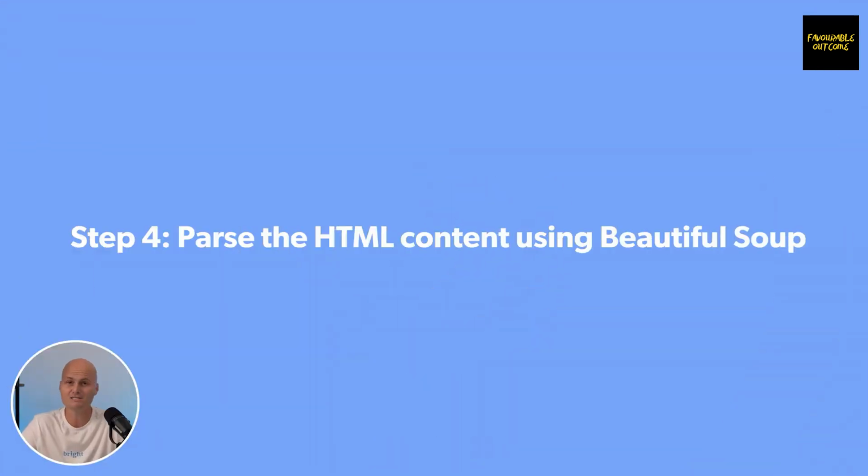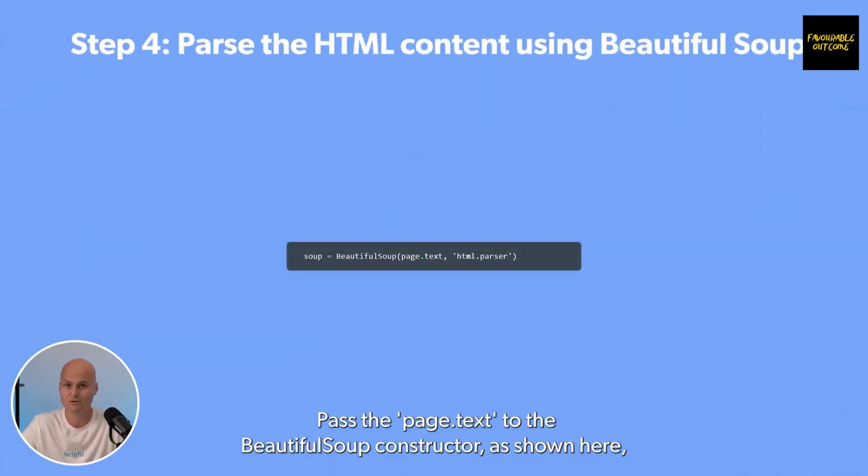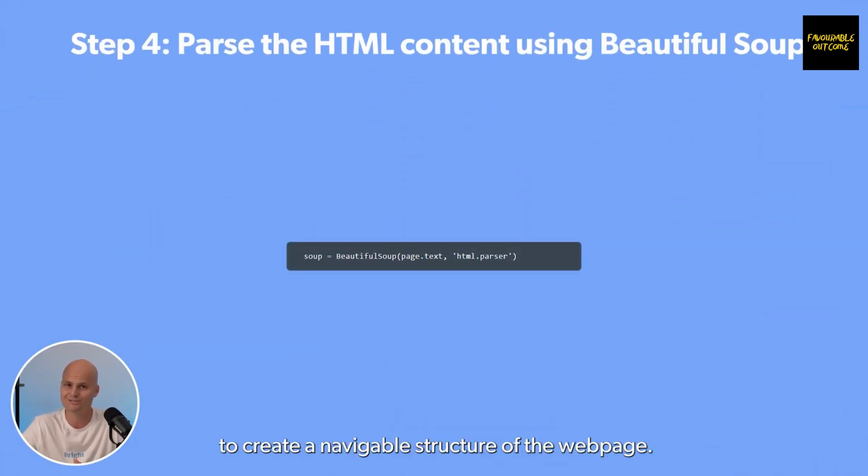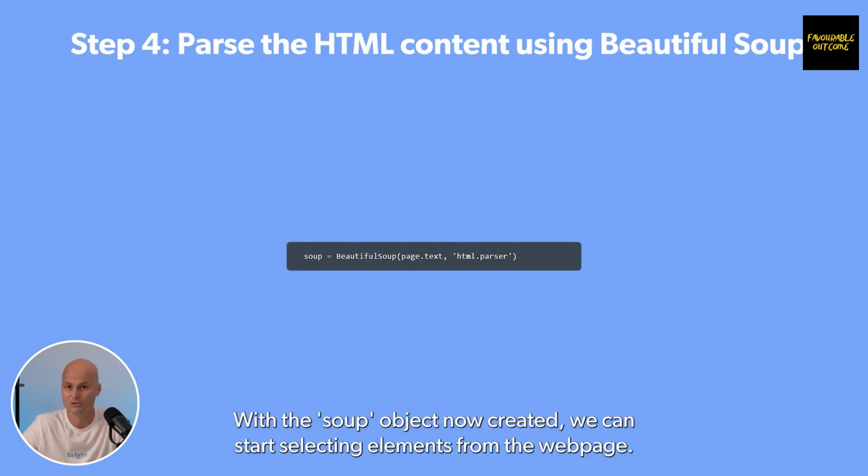Step 4, parse the HTML content using BeautifulSoup. Pass the page.text to the BeautifulSoup constructor as shown here to create a navigable structure of the web page. With the soup object now created, we can start selecting elements from the web page.